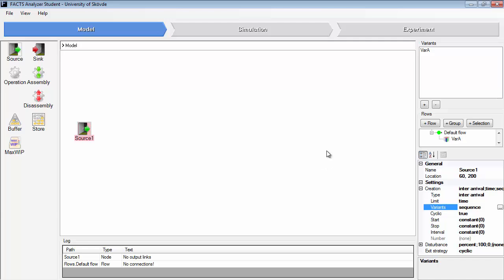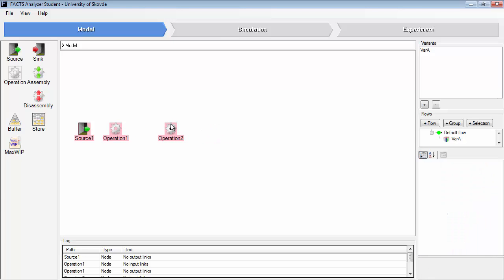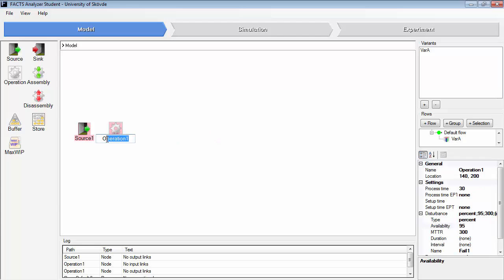And then I will build 10 operations. We'll set the time of the operation to 30 seconds, constant. Availability to 95%. And mean downtime to 5 minutes, 300 seconds. Then I will copy this object. Oh, by the way, I will first name it operation 10.